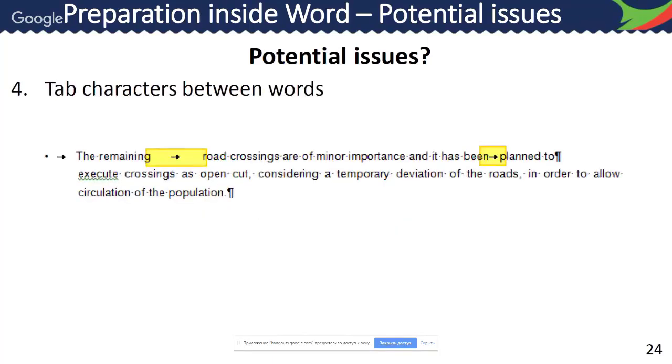The fourth issue is excessive tab characters between words, usually in documents where the text was justified on both sides. Tab characters create additional tags or cause incorrect segmentation depending on capsule settings.